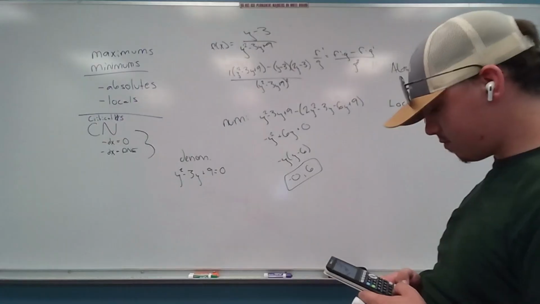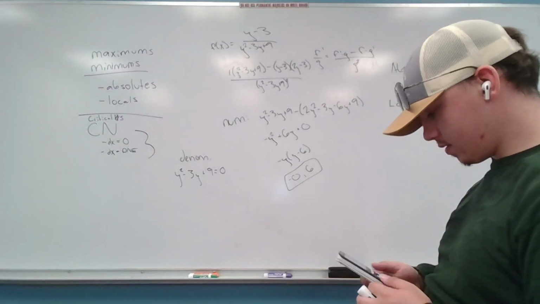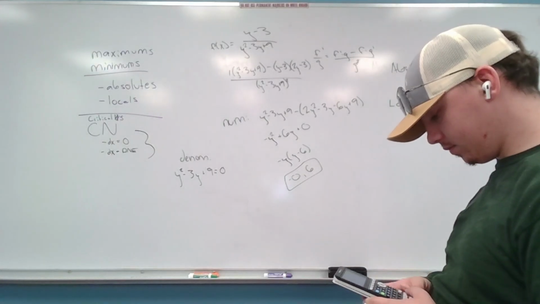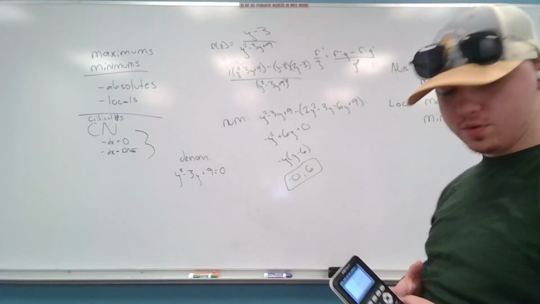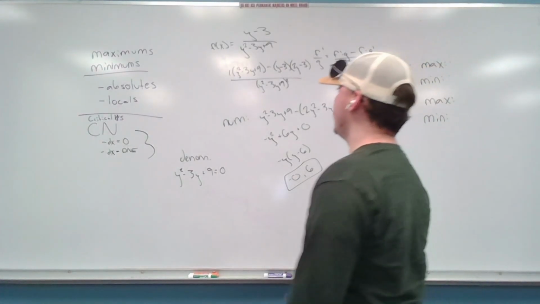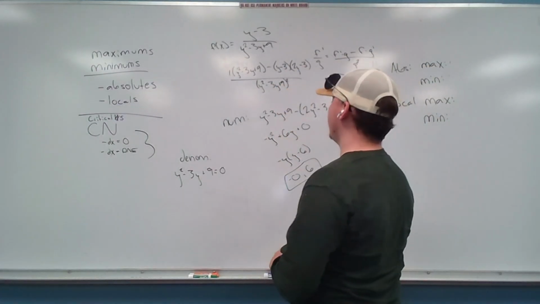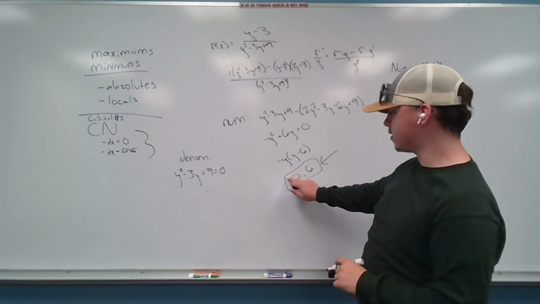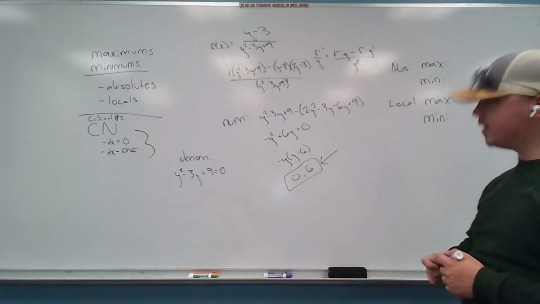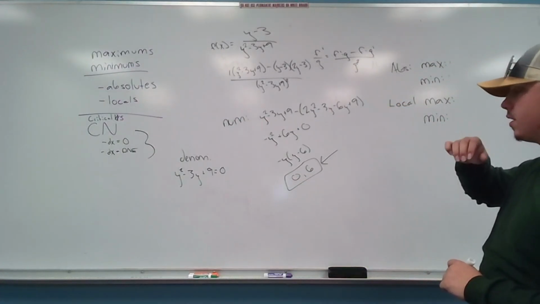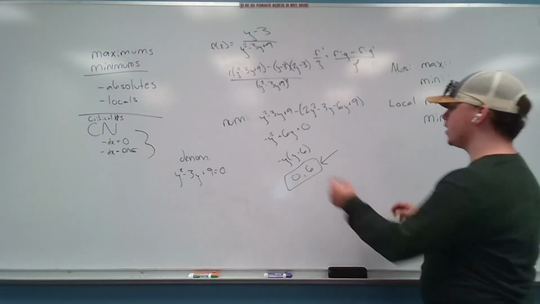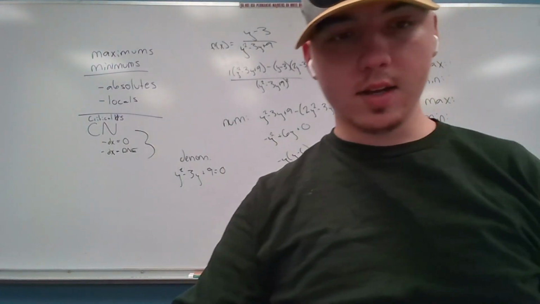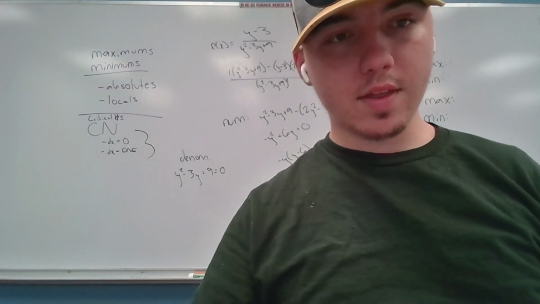Good news, there is no 0. So this function is always going to be defined. So our two critical numbers are 0 and 6. And if you want to find the values of the absolute maximum and minimum, you just plug 0 and 6 back into the original equation. It's as simple as that. And I believe that is it.